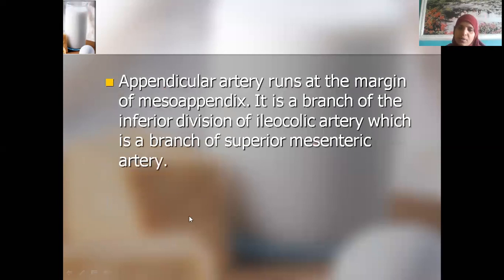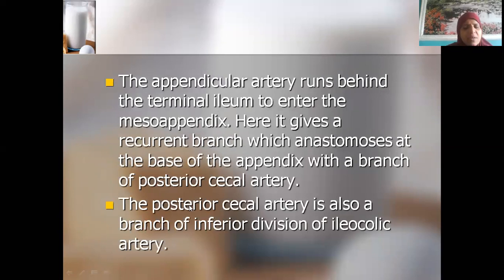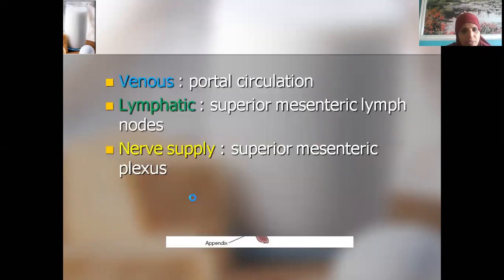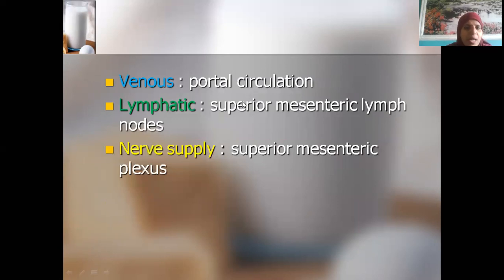Okay. It is entering into the mesoappendix. We know it is a branch of the superior mesenteric artery. So same thing is given. Venous drainage: again, this will enter into the superior mesenteric vein. Actually, the anterior cecal vein, then into the superior mesenteric vein, then into the portal vein. So finally, the appendicular vein is draining into the portal vein.